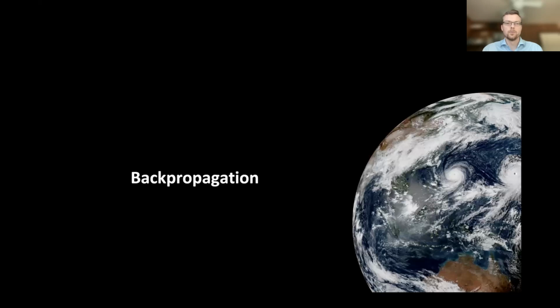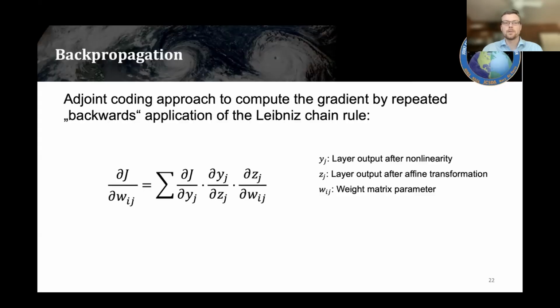So moving on to the backpropagation algorithm. As you can see here, the backpropagation algorithm is basically an adjoint approach to compute the gradient by repeated backwards application of the chain rule. And so you can see in the formula that we want to compute the gradient of the cost function, for example, with respect to one of the weight matrix elements.